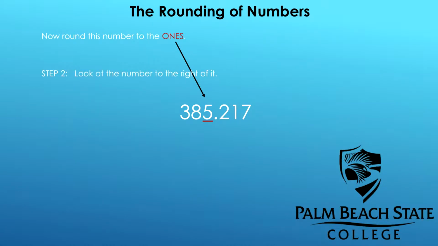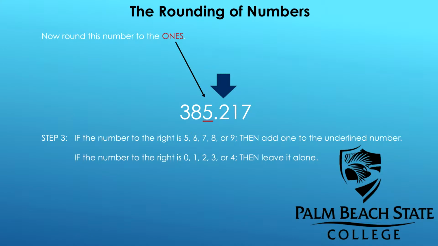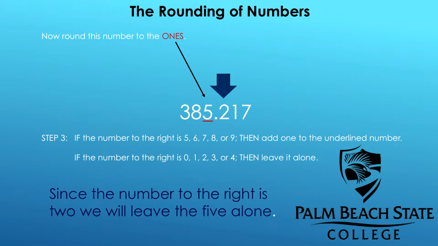Step 2 is to look at the number to the right of it, and in this case, it's the number 2. Now we get to make our decision. Remember, if the number to the right is 5, 6, 7, 8, or 9, then we're going to add 1 to the underlined number. If the number to the right is 0, 1, 2, 3, or 4, we're going to leave it alone. In this case, the number is the number 2, so we're going to leave the 5 alone.